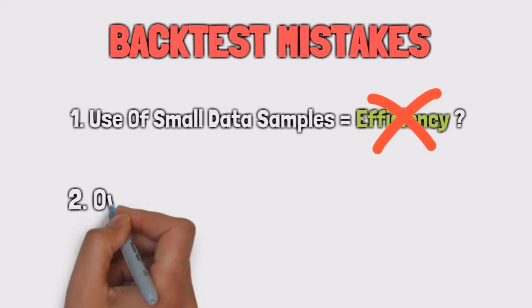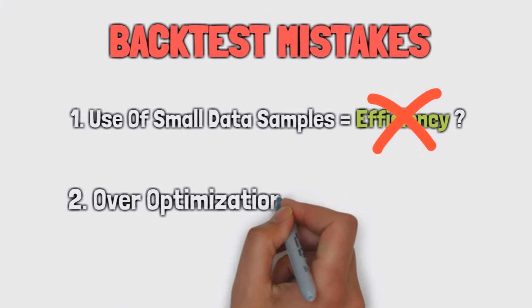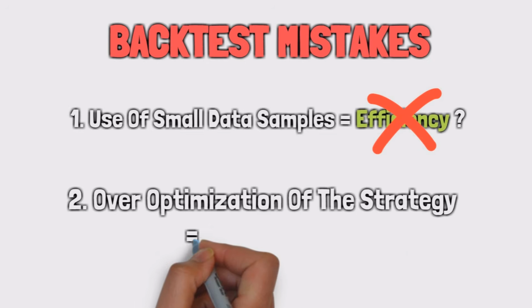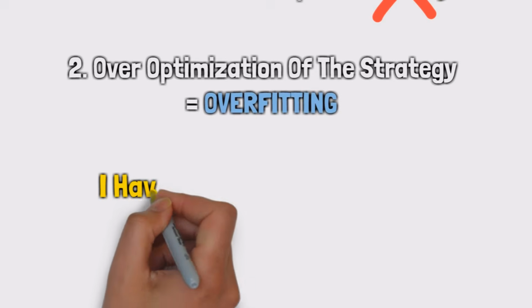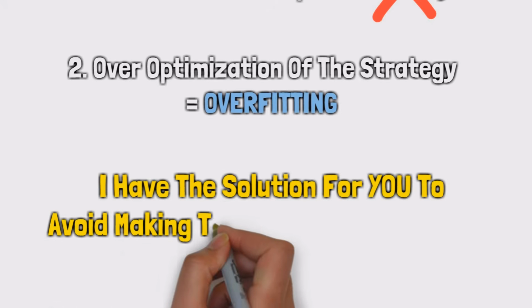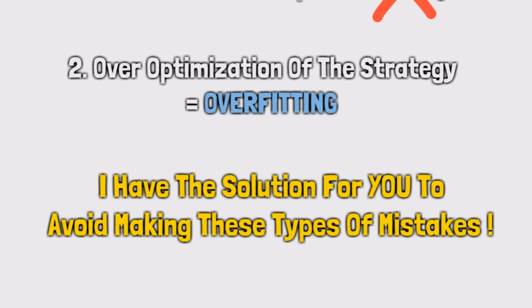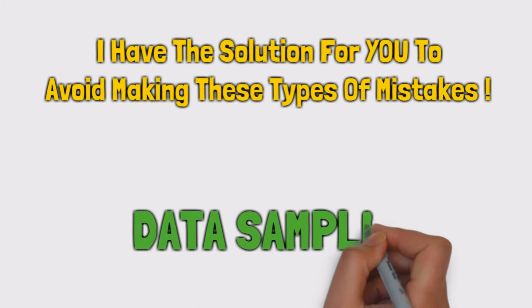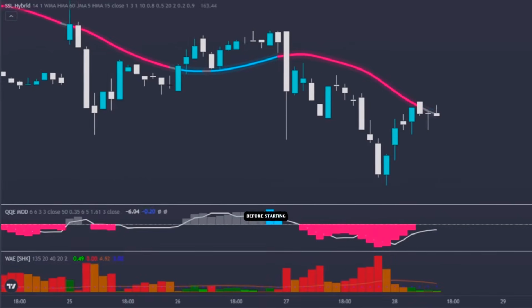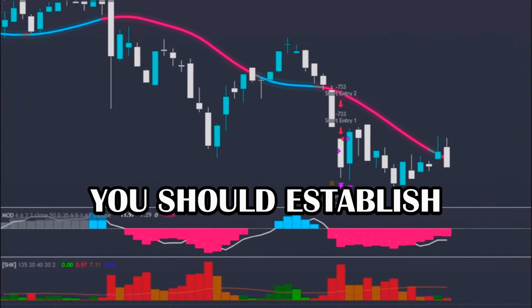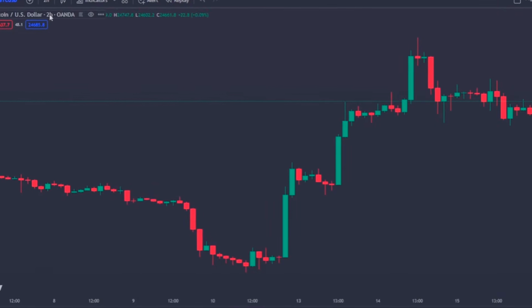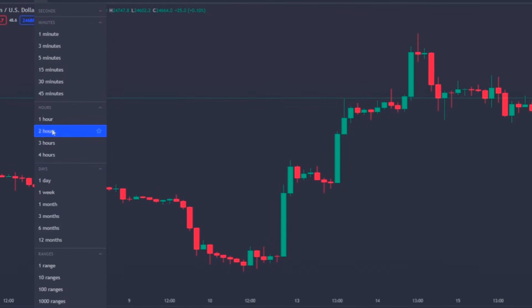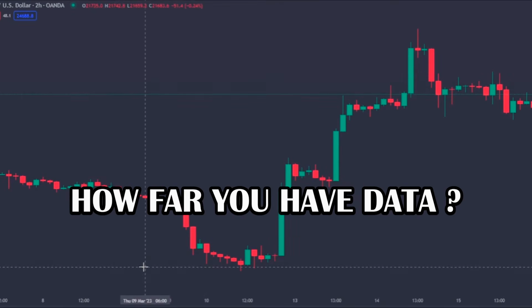And the second one is the over-optimization of the strategy on a certain amount of data, making what is called overfitting. But I have a solution for you to avoid making these types of mistakes, and that is the establishment of data samples. As such, before starting any backtest, you should establish data samples. To do so, and taking into account the time frame you choose in the second initial question, you should find out how far you have data.